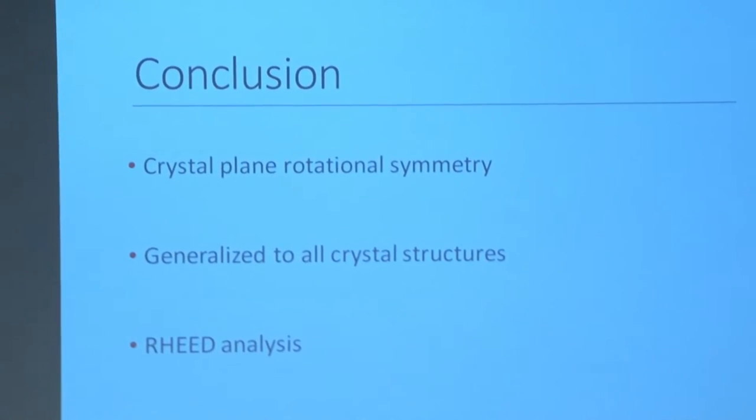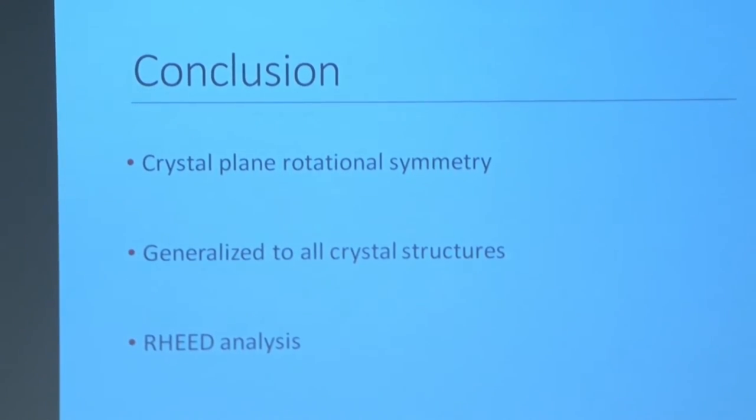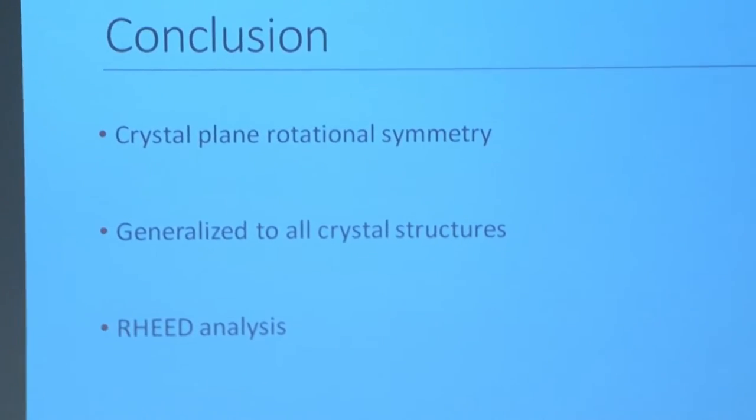And the perk of this is that it can be generalized to all crystal structures, not just the perovskite structures that we've studied, but any crystal structure that we have can be analyzed using this method. Finally, this is another way to use ReED analysis to describe a crystal structure, and this has enabled us to use ReED analysis in a more convenient, quicker approach, especially if we want to use this method as a pre-MBE verification process of the substrate structure.